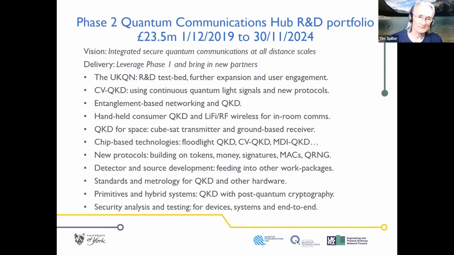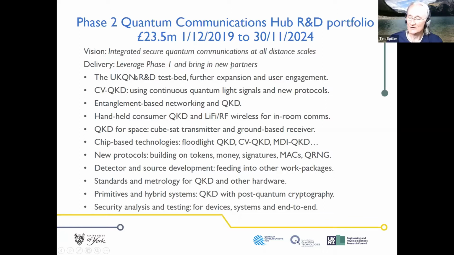So the big idea, if you like, that captures everything that we're trying to do in phase two is that we're aiming to look at integrated secure quantum communications at all distance scales. That means very short range, like the handheld stuff I've just mentioned, to the very longest distances. The way we're going about doing that is leveraging very heavily off what we've done in phase one. We're bringing in the new partners that we need to deliver in the new areas that we're introducing.